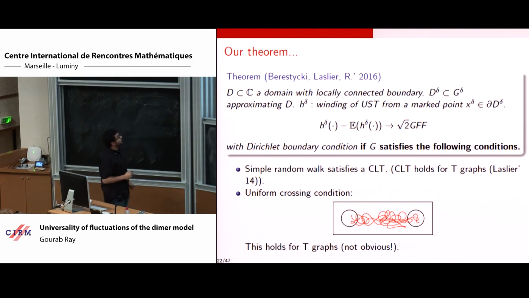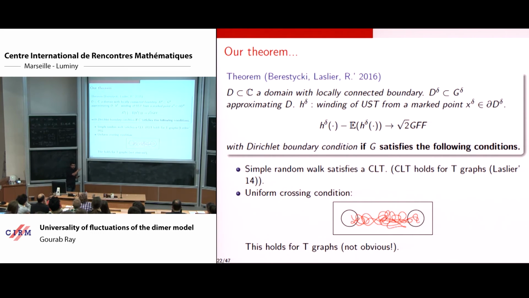Okay. So this is the main result, and the previous result would be a corollary of that using this T-graph and the central limit theorem of Benoit Laslier. So you take a domain with rough boundaries also. So you can take locally connected boundaries. And you take a uniform spanning tree on a discrete approximation, a well-chosen discrete approximation. Sorry, I apologize. For this theorem, any discrete approximation would work. So you take a discrete approximation, and for every point, there is a branch of the spanning tree going to some marked point, and you look at the winding of that branch, that gives you a number. And this number, when you subtract the mean, converges to square root 2 times the Gaussian free field.